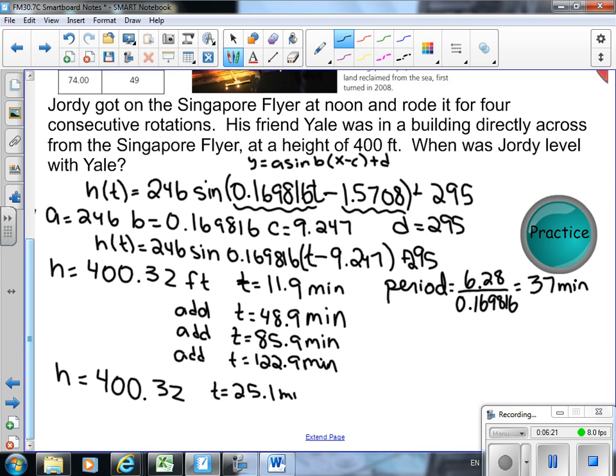25.1 minutes. So same thing, I'm going to add the 37, the period, 4 times. Add the period 4 times so that you can get each time he's at 400 feet. So the first time is 25.1, the second one, 62.1, and all of these are in minutes.